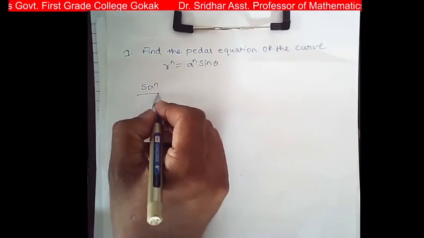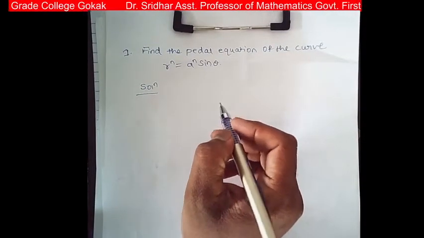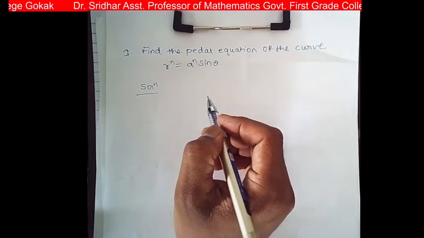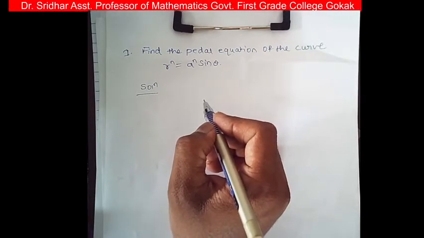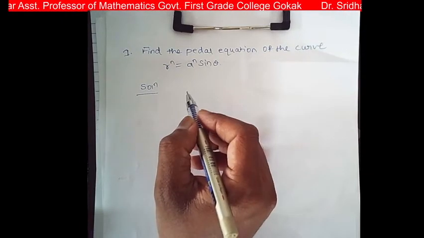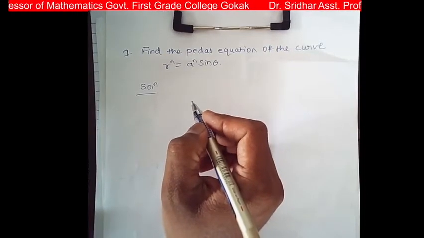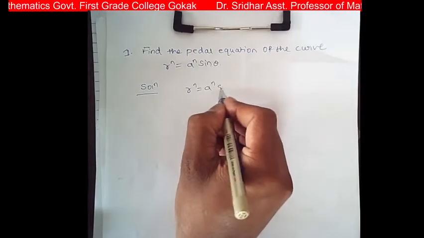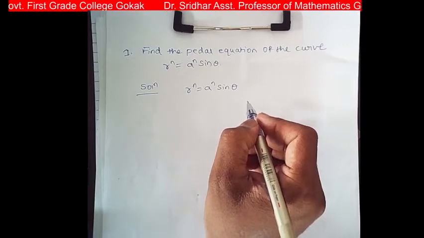So solution. First we find phi, that is the angle between the radius vector and the tangent, by applying the formula tan phi is equal to r into d theta by dr. Either you can apply logarithm or you can directly differentiate. So the given equation is r raised to n is equal to sin theta.